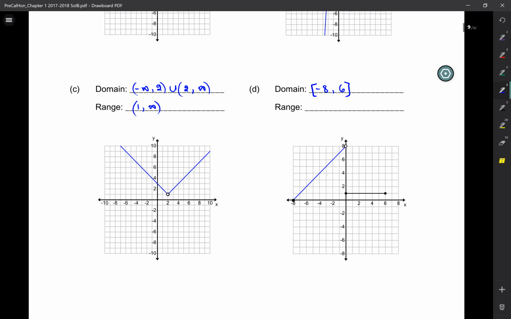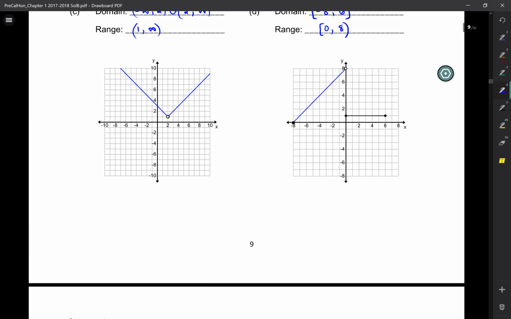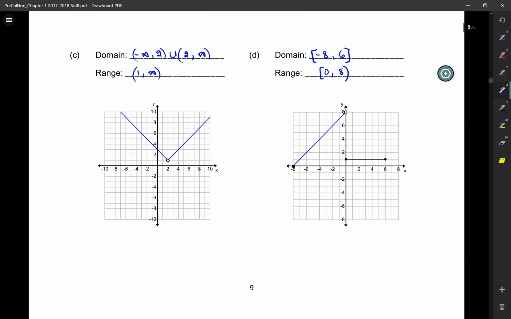Okay? Okay, the range starts at y equals what? 0 and goes up to 8, and open or closed? Right. Okay? No, you don't. The end point means it's an end point. It ends. Oh, so the other one. Yeah.